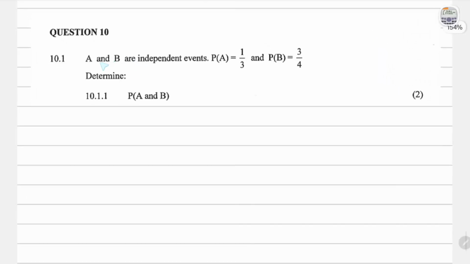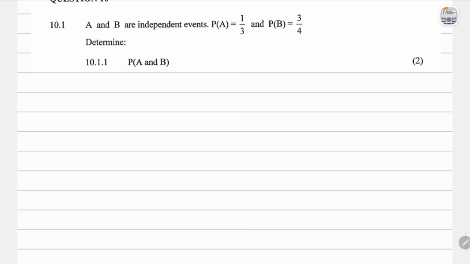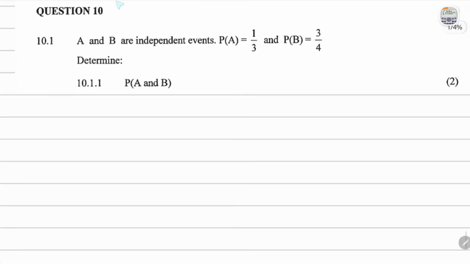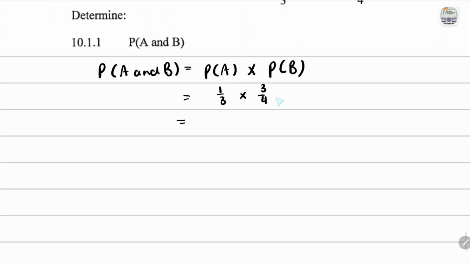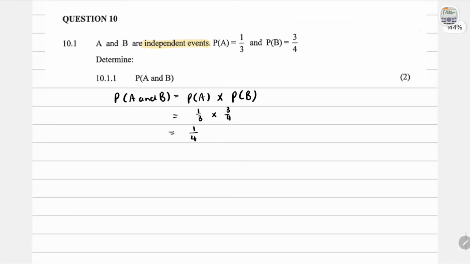Question 10.1 says, A and B are independent events. The probability of A is 1 over 3 and the probability of B is 3 over 4. And we need to determine the probability of A and B. So from independent events, we know that if events are independent, then the probability of A and B is equal to the probability of A multiplied by the probability of B. So this is going to be equal to 1 over 3 multiplied by 3 over 4. And then from here, you see that 3 and 3 will cancel and you'll just be left with 1 over 4. And that is our answer.